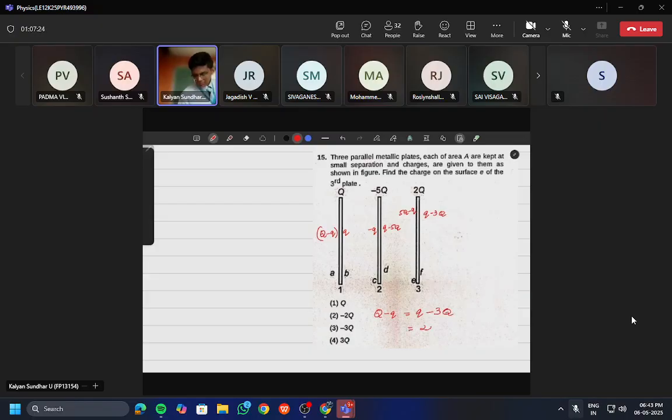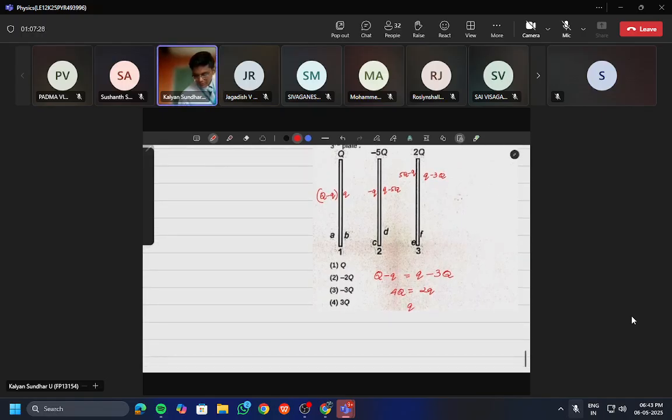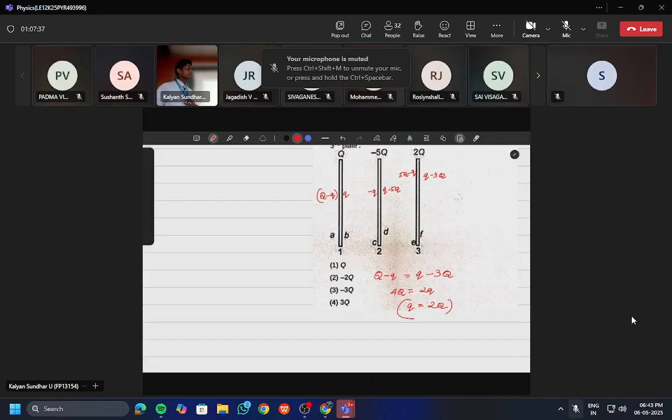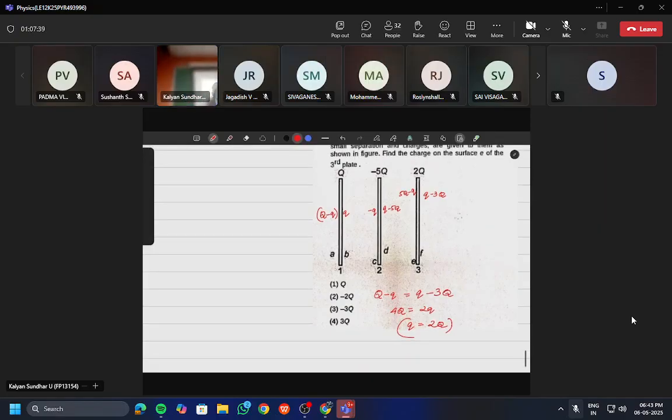அப்போ இது எவ்வளவு வரும்? 2q will be equal to 4q. So small q will be equal to 2 times the capital Q. Correct? Now what they are asking? Charge on which side? Charge on surface of the E. E la evlo charge irukku? 5q minus q. Small q value another 2q. So 5q minus 2q is 3q will be your answer. So option 4 will be the answer.